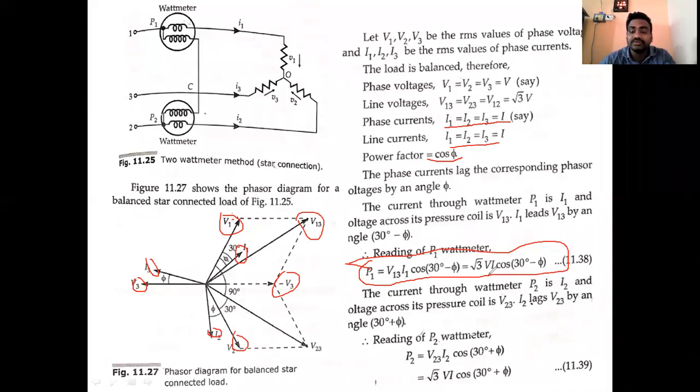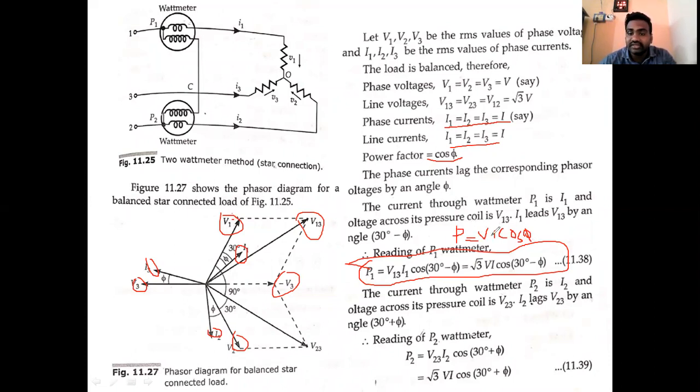So what will be the final expression? P1 is equal to V13 into I1, simple. What is the general power expression from our networks? Power P is equal to VI cos phi. Right? That is the power expression which we know from our networks. Power P is equal to VI cos phi. I am substituting the terms.